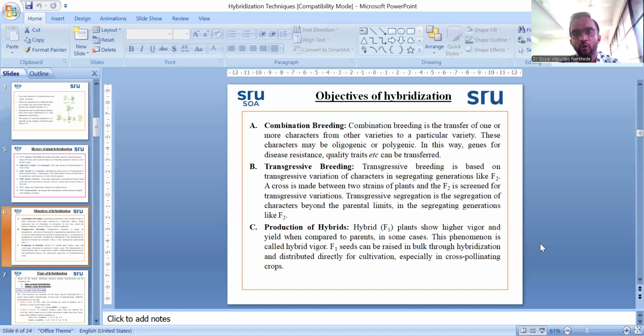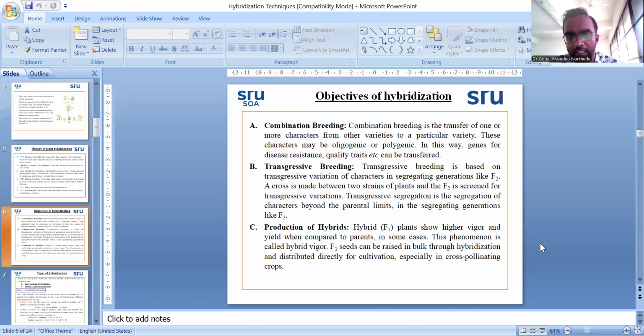The main role of a breeder as far as crop improvement is concerned is to transfer one or more characters from one variety to another. So if we have to transfer one or more characters from different sources into a particular variety, that process is called combination breeding. These characters may be governed by a single gene or polygenes, for example disease resistance and quality traits. Some traits are governed by a single gene, some by more genes.